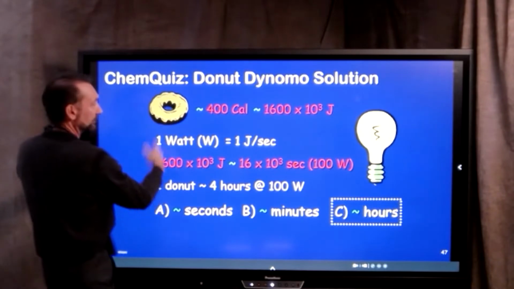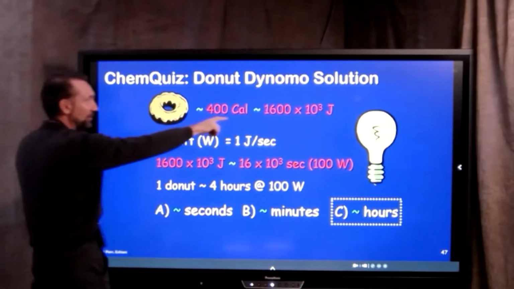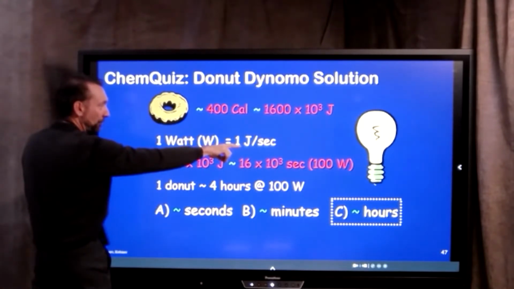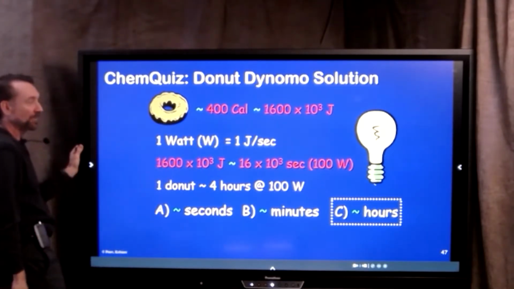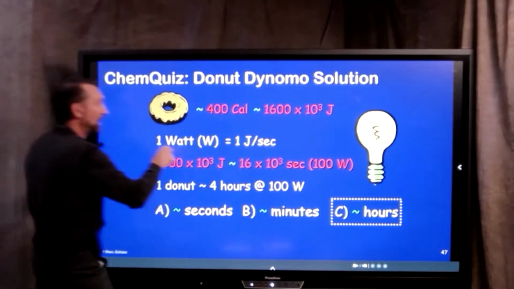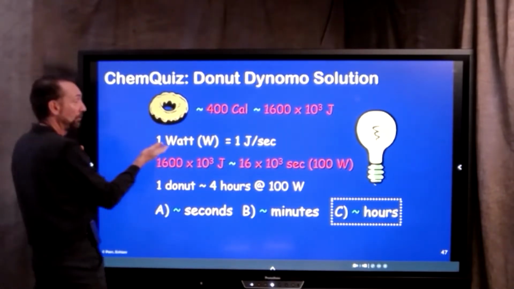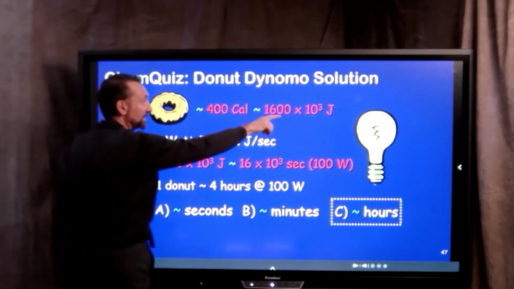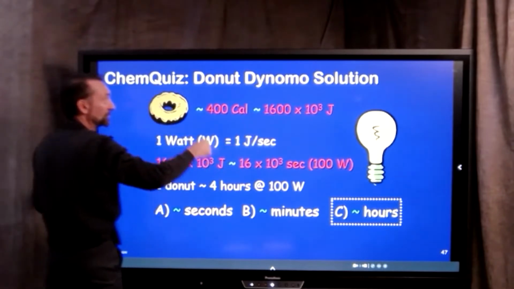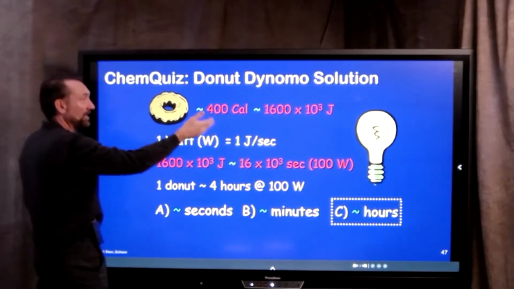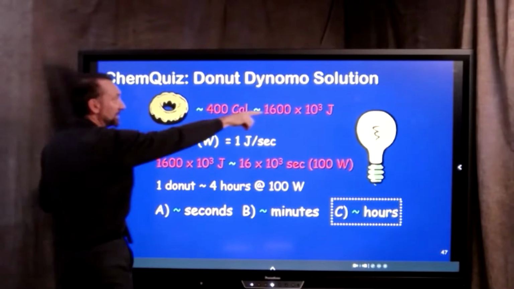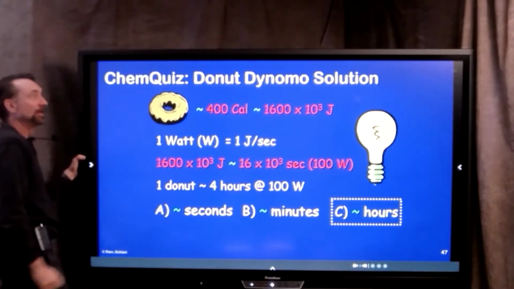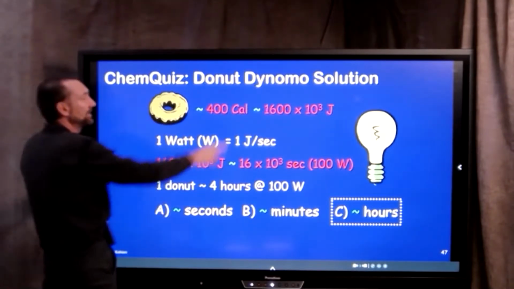Here's eating your donut, your 400 calorie donut, and trying to drive a light bulb. So if you have a 100-watt light bulb, how long can you drive the 100-watt light bulb after just eating a 400 calorie donut? So 1600 times 10 to the third joules. 400 calories, multiply that by 4 to get joules. That's 1600, and that's a kilocalorie. So multiply that by kilo. So 1600 times 10 to the third joules.